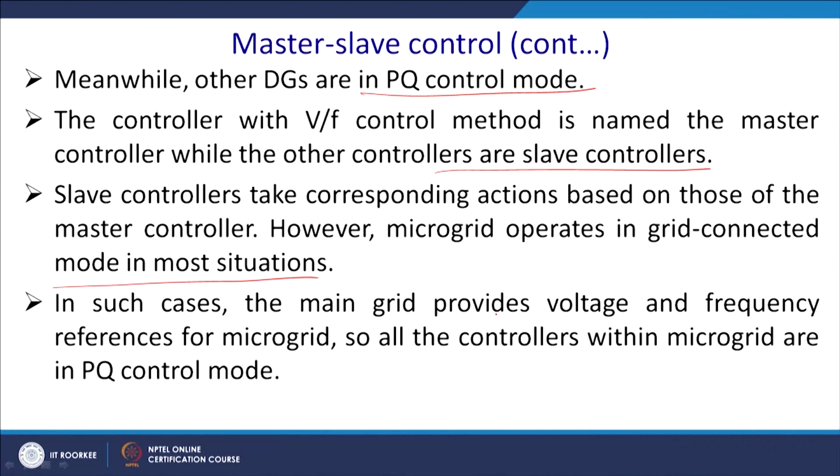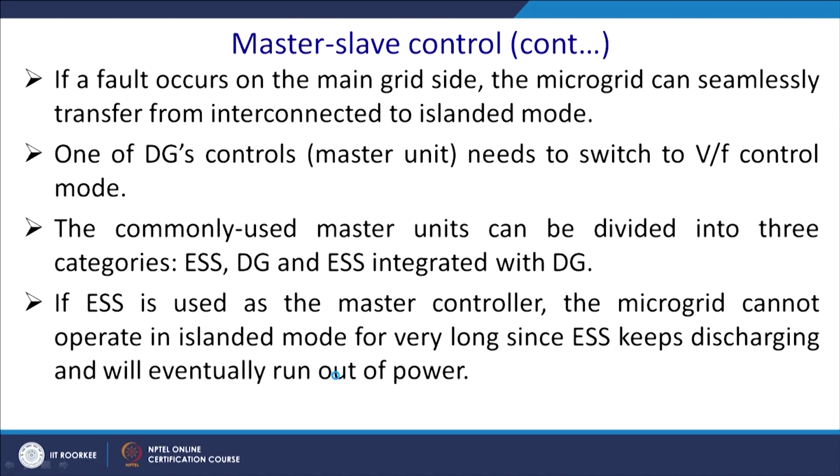And so, when the microgrid is connected with the grid, the main grid provides the voltage and frequency reference of the microgrid, and thus your master controller will have to operate in the PQ mode. So, all the controllers within the microgrid will be in a PQ control mode. This is the basic difference between the islanding and the grid connected mode.